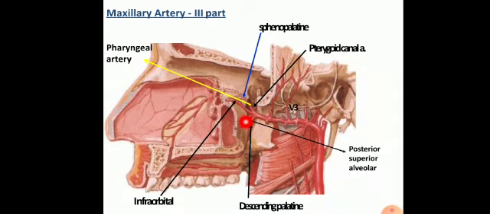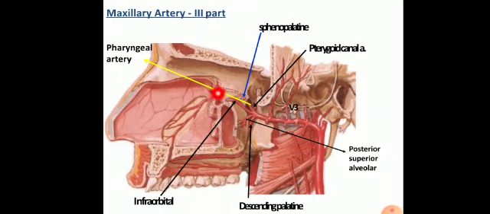These 6 arteries include artery to pterygoid canal, sphenopalatine artery, pharyngeal artery, infraorbital artery, this is a continuation of the maxillary artery, posterior superior alveolar artery, and descending palatine artery. Posterior superior alveolar artery supplies the molar and premolar teeth. Descending palatine artery supplies the soft palate and hard palate.